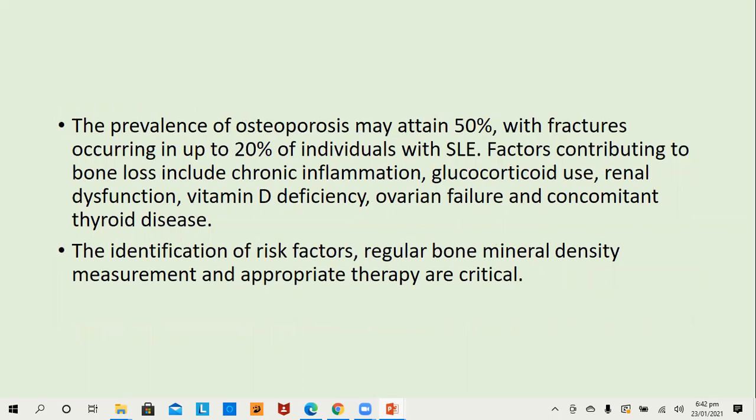The prevalence of osteoporosis may attain 50%, with fracture occurring in 20% of the individuals with SLE. Factors contributing to the bone loss include chronic inflammation, glucocorticoid use, renal dysfunction, vitamin D deficiency, ovarian failure, and concomitant thyroid diseases. Identification of risk factors and regular bone mineral density measurements and appropriate therapy are critical. So since steroids are given for a long period of time in SLE, the bone densities should be tested very regularly.